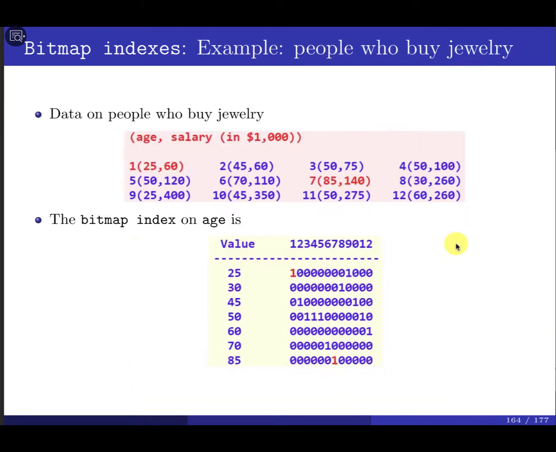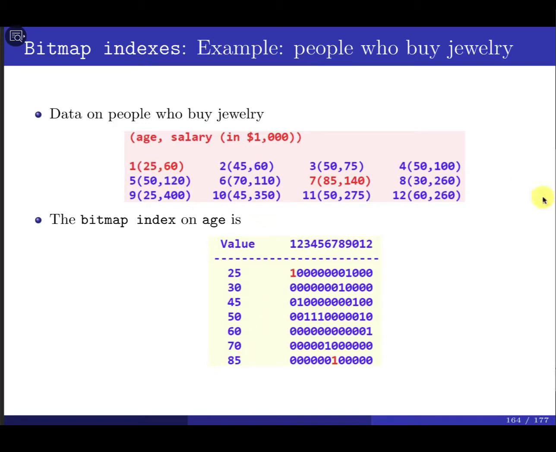Let's have our favorite example here. We have age and salary in thousands, and I'm going to build my bitmap index based on the age and the salary. In the age, you know that we have unique values 25, 50, 30, 45, and 50, etc.